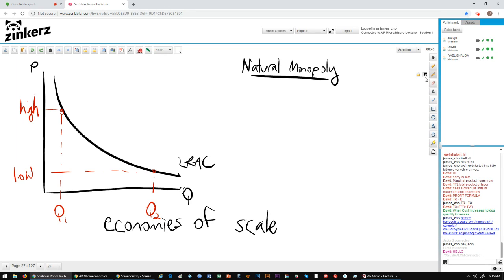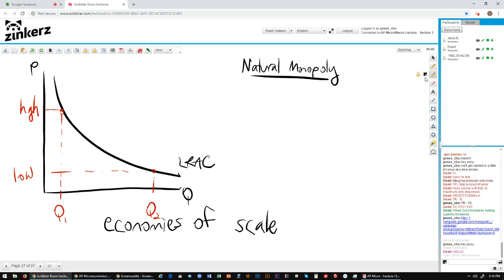In Panama right now, how many electricity companies do you have? I don't know. Usually in a city, there's only one. There's only one company that you could buy electricity from, and the reason why that is because that company is a natural monopoly.